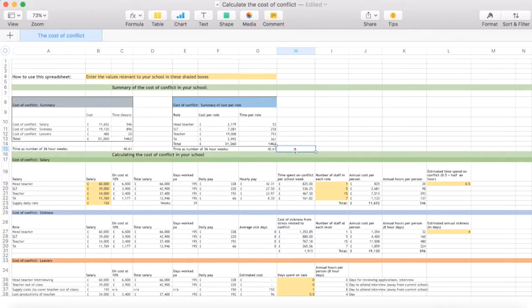I don't know about you, but I'm always quite surprised at how these costs really rack up, because there really is a hidden time and cost of conflict. And now you can see how great that is in your school.